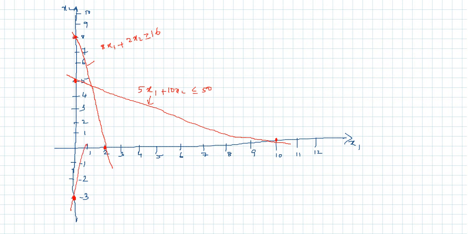So it will be like this to this, and this line is for 3x1 minus 2x2 greater than or equal to 6. The same thing, you have to identify the feasible region. So let me take the first line, 5x1 plus 10x2 less than or equal to 50.